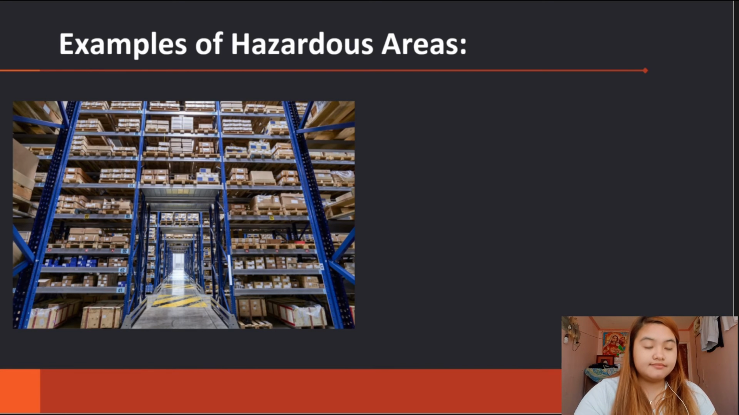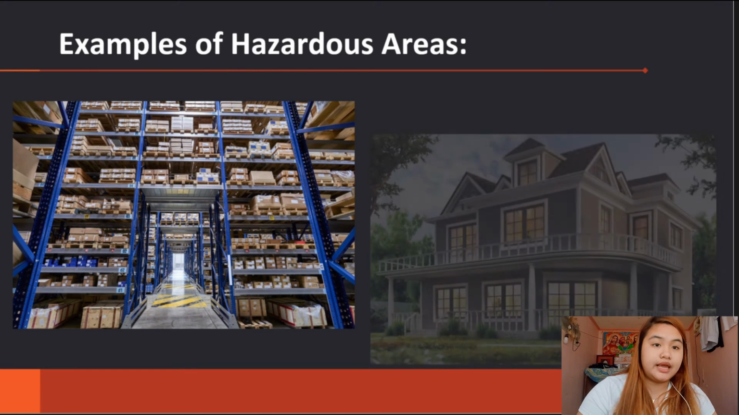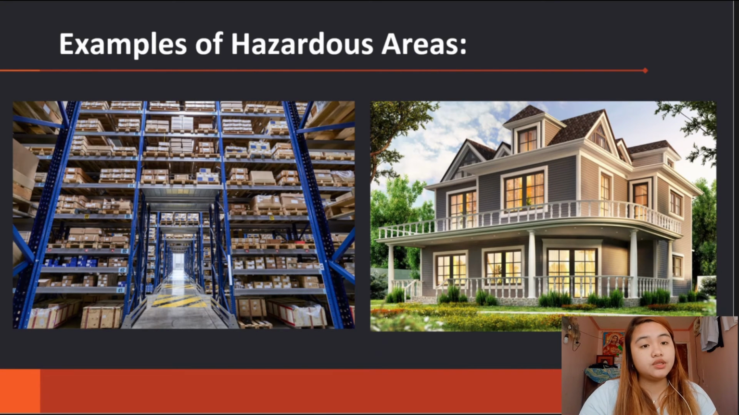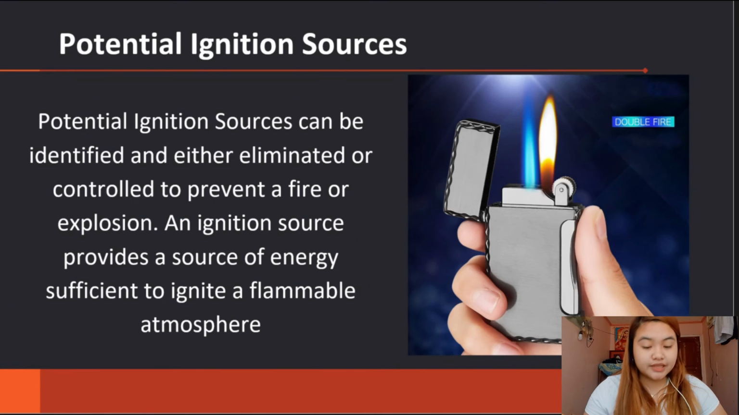And lastly, our home. Our home is where we spend our day, where we eat, where we sleep. So, we must take care of our home. Because our home is very flammable, especially when children play with matches. So, potential ignition sources can be identified, either eliminated or controlled to prevent a fire or explosion.